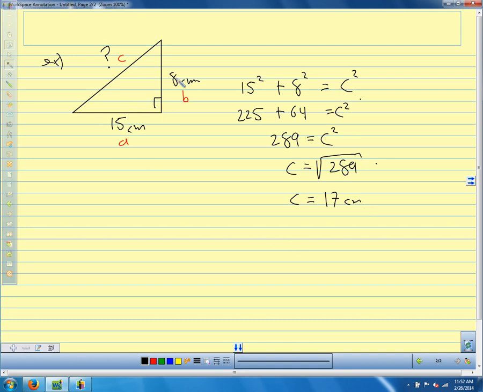Now we won't always have numbers. Sometimes we'll have x's in there and we'll have to solve for x. But the procedure is always the same. Find which sides are a, b, and c, plug them into the Pythagorean theorem, and then solve for the part that you need.